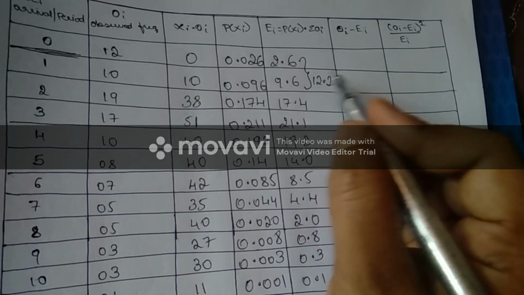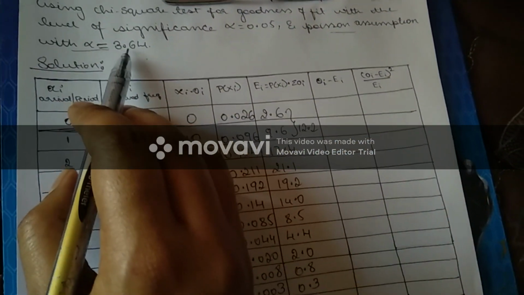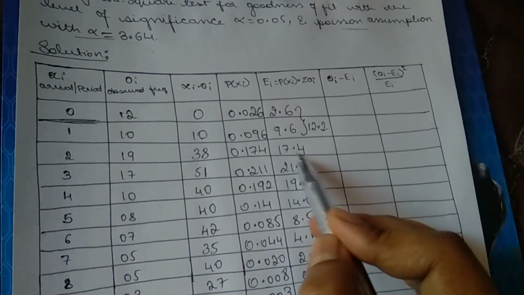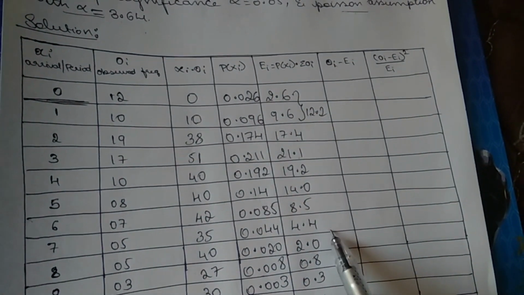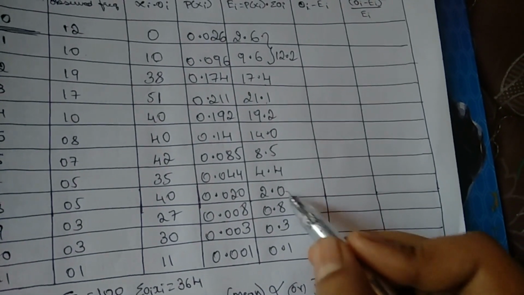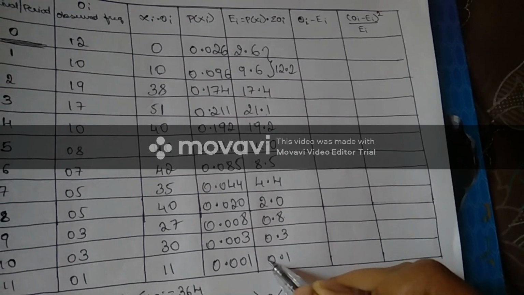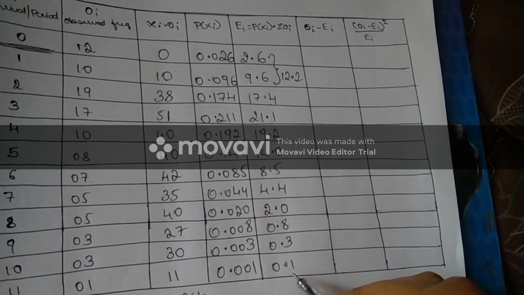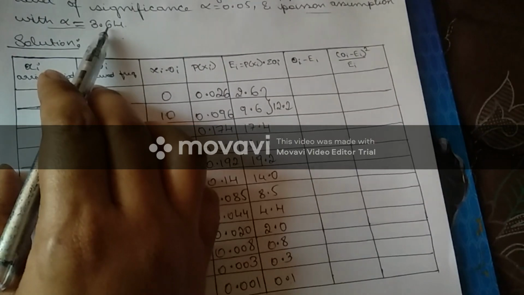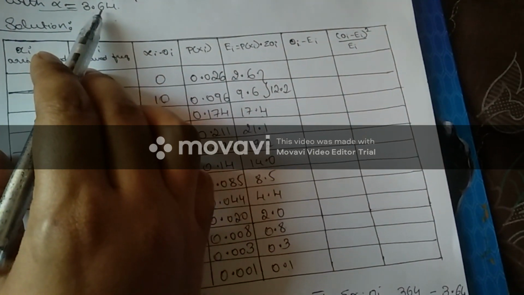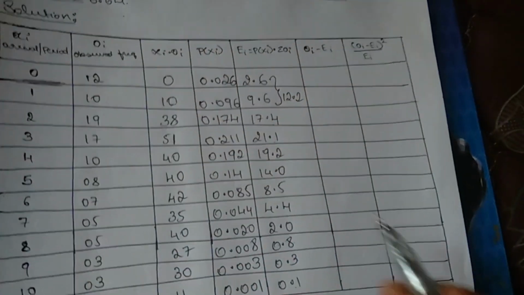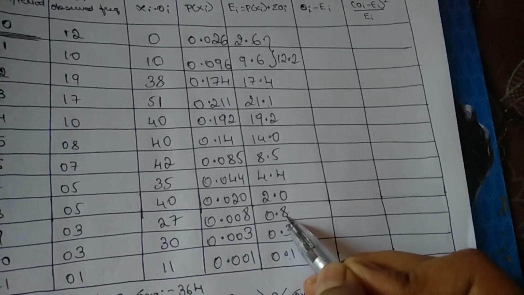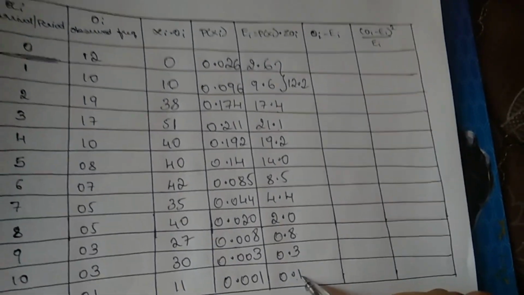These two combined are 12.2. Now it is greater than 3.64. Yes, 17.4 is greater. 21.1 greater, 19, 14, 8, 5, 4.4, all these are greater than 3.64. But come here, 2.0, 0.8, 0.3, 0.1. These four are less than 3.64. But one more thing, if you add these four, still you don't get 3.64. See, 2.8 you will get, then 3.1, 3.2 you will get.